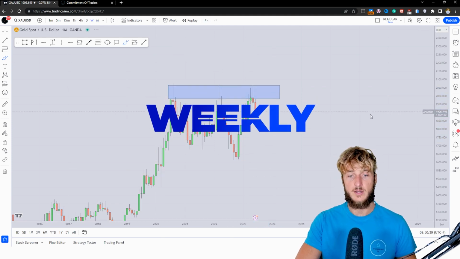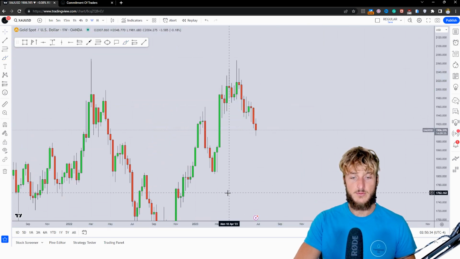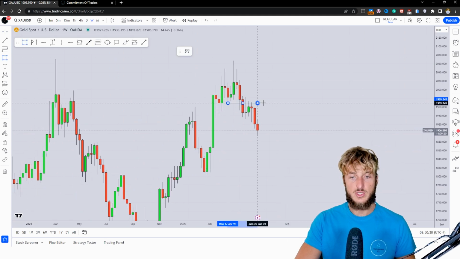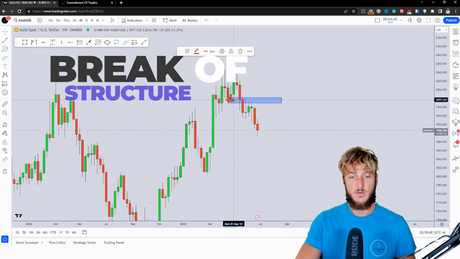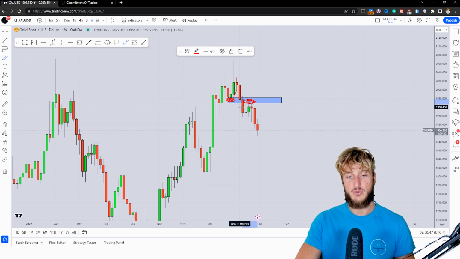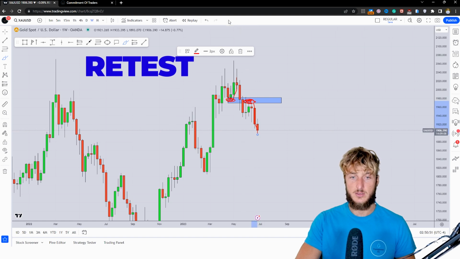Dropping down on the weekly time frame, what do we have? Now, from a weekly standpoint, the first thing that we have to identify is the structure. What we can see is that we have a market which has now broken below a quite significant level of previous weekly support, which is now turned resistance. After breaking it to the downside, the market has already retested it and rejected it to the downside.